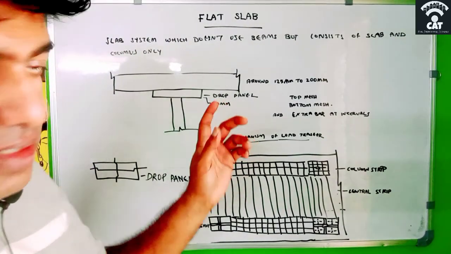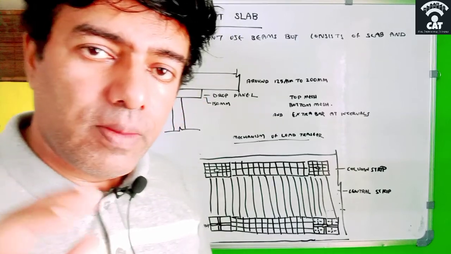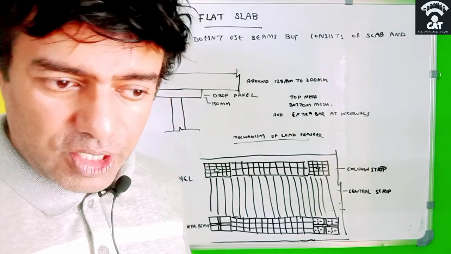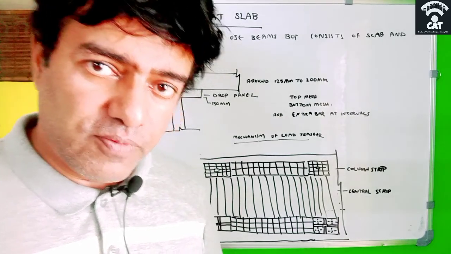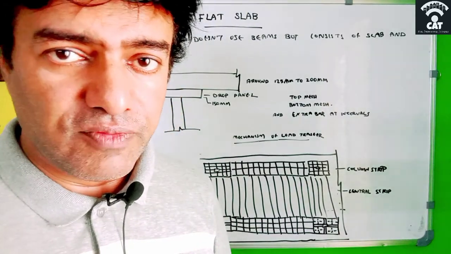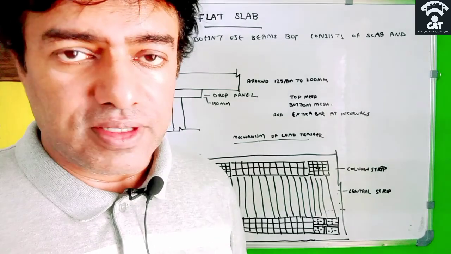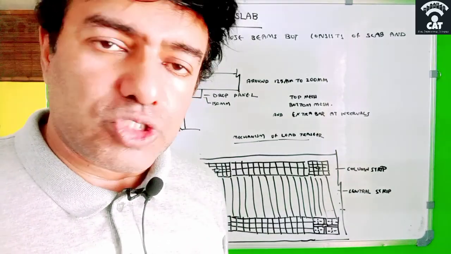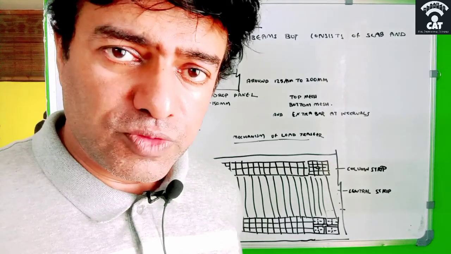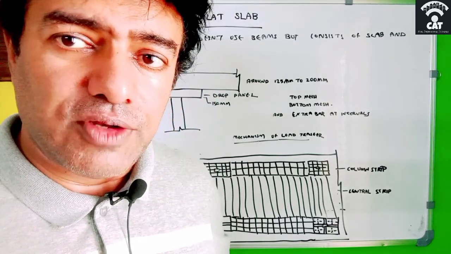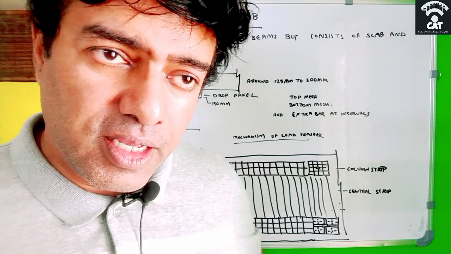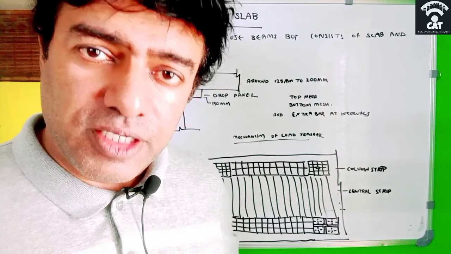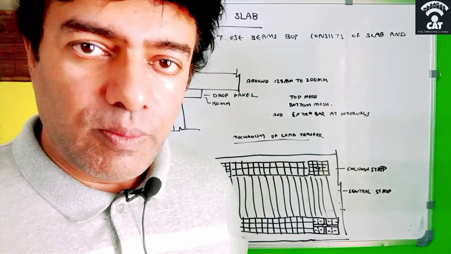Like I said, there will be a top mesh and a bottom mesh, and we provide some extra bars at particular areas, which the structural consultant will show in the drawing after the structural analysis of that slab system. It also depends upon the live load, wind load, all types of loads that will be coming onto that slab. He will take them into consideration, and he will give extra bars at points where more load will be applied.